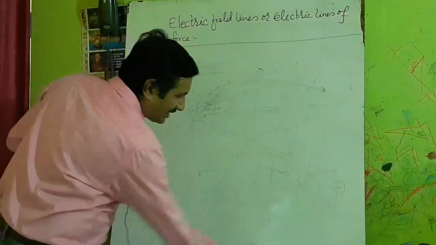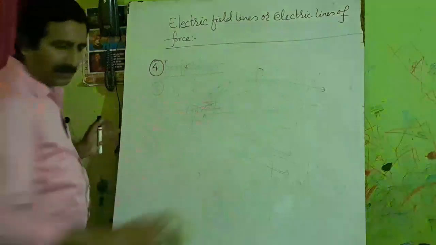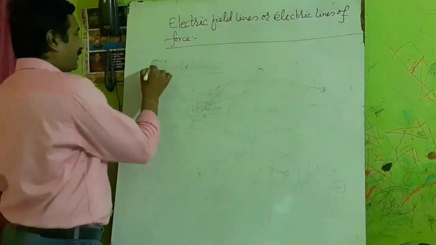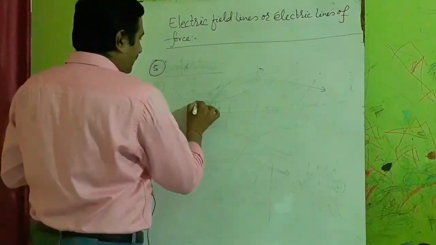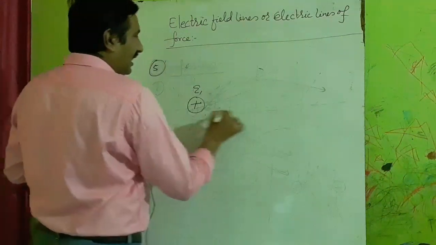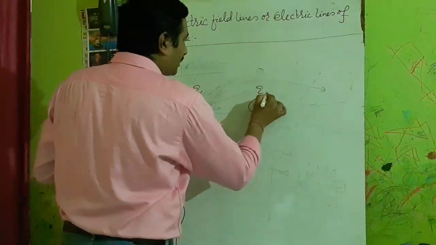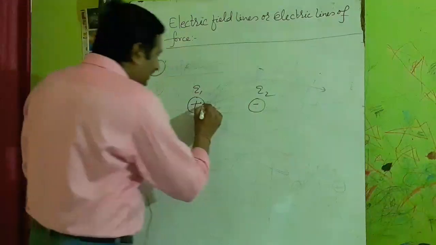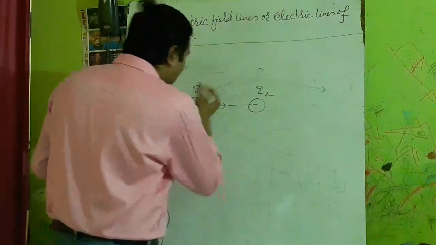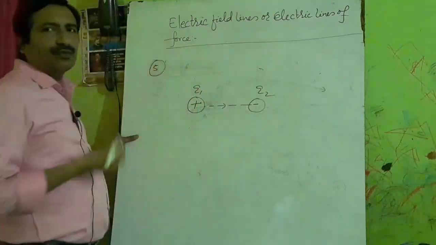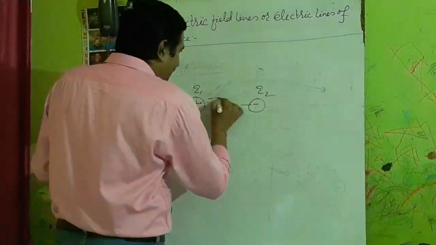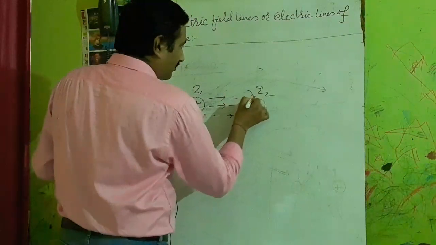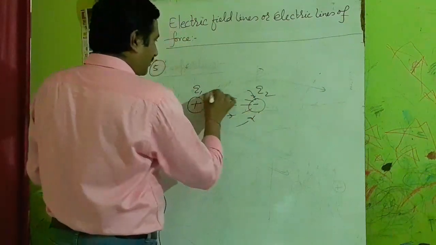Suppose there are two charges with different magnitudes. This is a charge Q1 and this is a charge Q2. Q2 is negative, Q1 is positive. It is not necessary that all the field lines starting from Q1 will terminate at Q2. Some of them may start from Q1 and terminate at Q2. Like this.